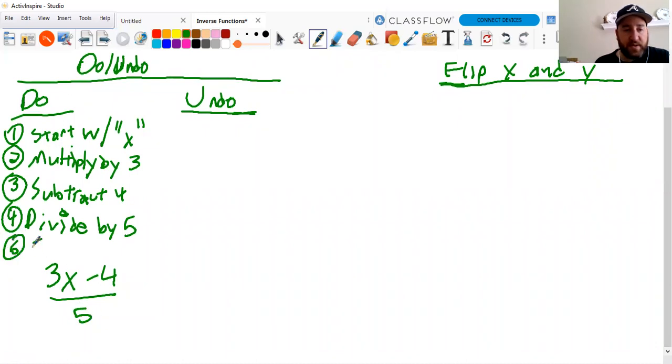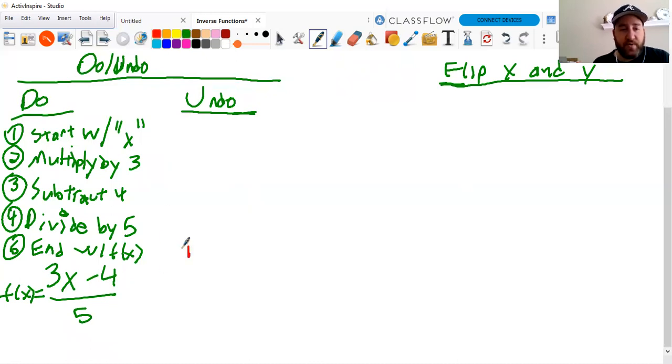And then my last step is going to be end, not ed. End with f of x. And again, y'all seen I've just gotten away from doing the quotation marks, so that's fine. So f of x equals 3x minus 4 divided by 5.